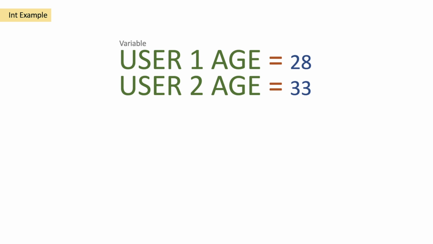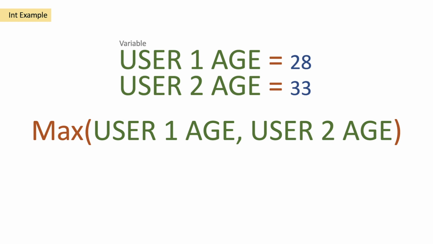Today we're going to be looking at the max function on PowerAutomate. So firstly, we're going to create two variables: user1 age, which will be an integer of 28, and user2 age, which will be an integer of 33. We're going to then pass both of these ages into the max function, which will return 33, which is the maximum age that we have.